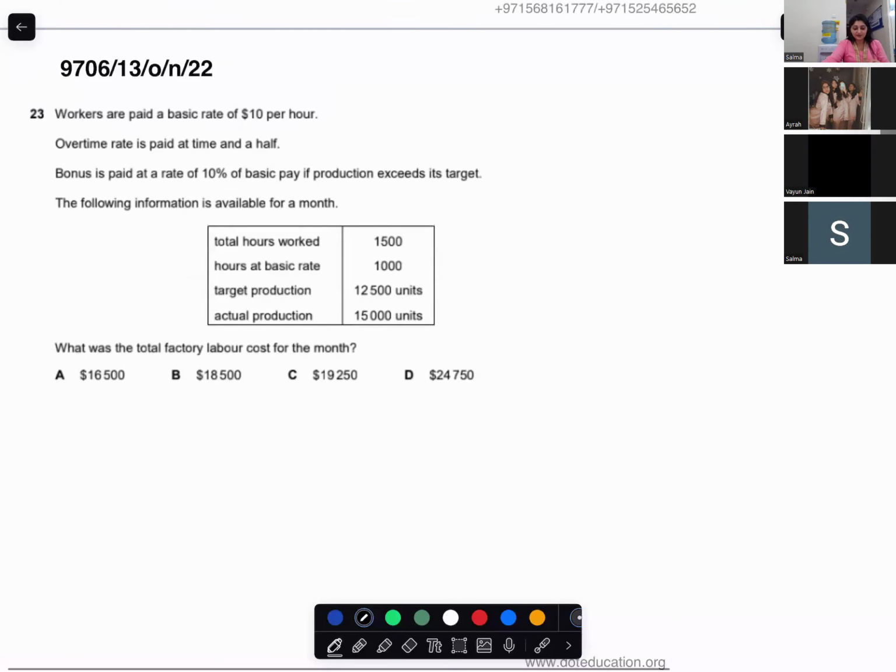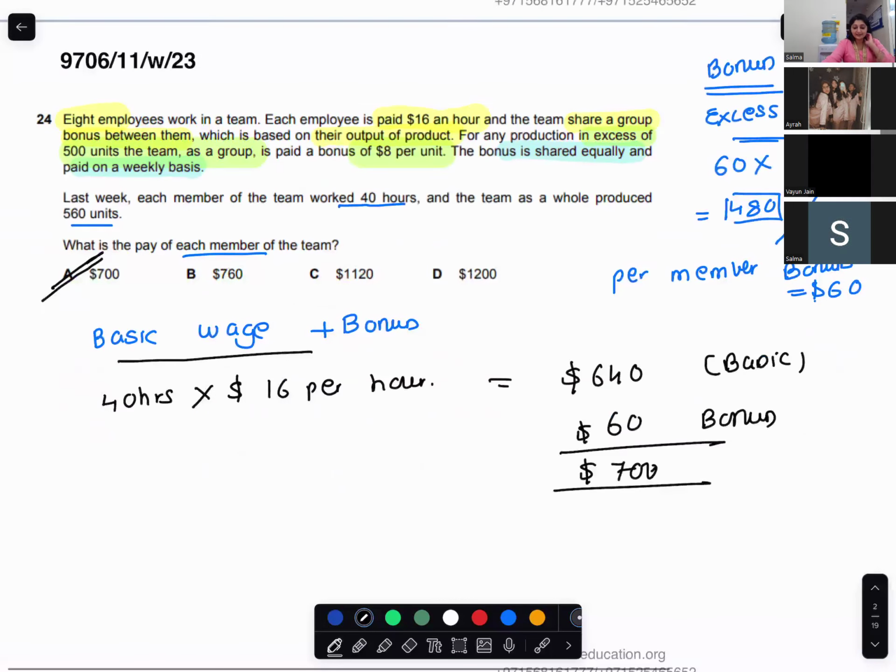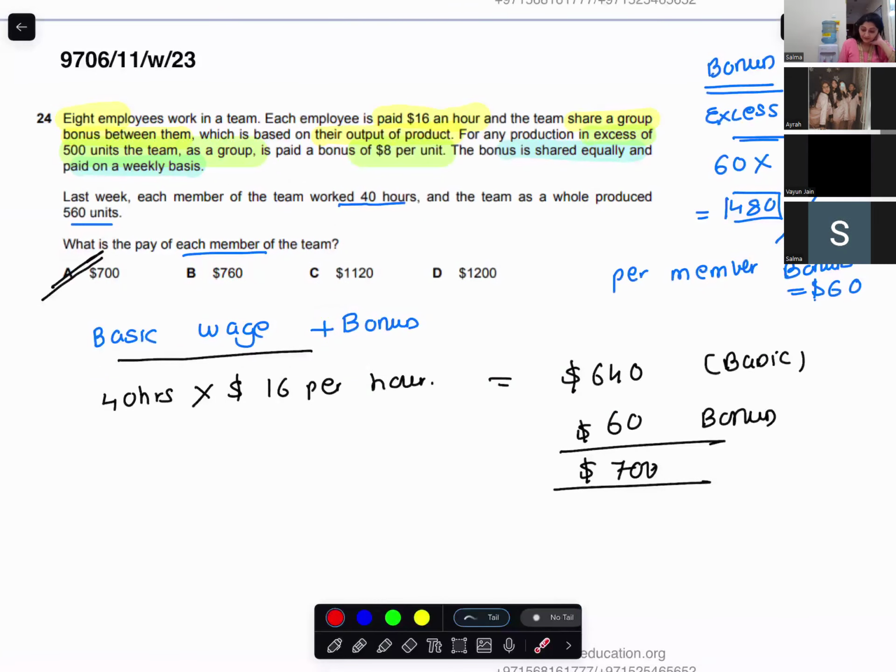This is a recording. Doing sums related to labor. When you have to calculate the wages of the worker.